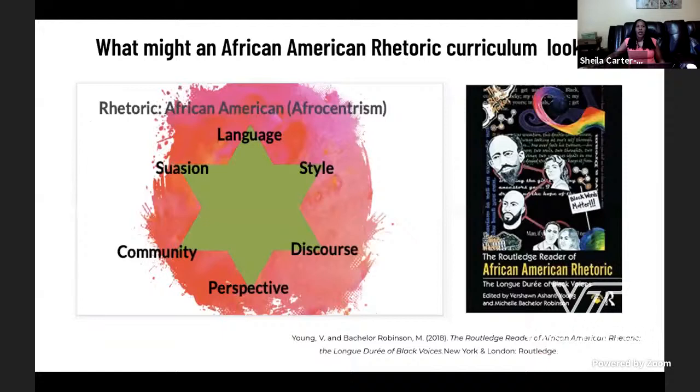In their 2018 anthology, The Routledge Reader of African-American Rhetoric, Rashawn Young and Michelle Batchelor Robinson illustrate how a composition course can teach rhetorical analysis with an Afrocentric focus, focusing on key components of African-American rhetoric. Their approach expands the rhetorical triangle to a star that includes language, style, discourse, perspective, community, and what they call suasion.